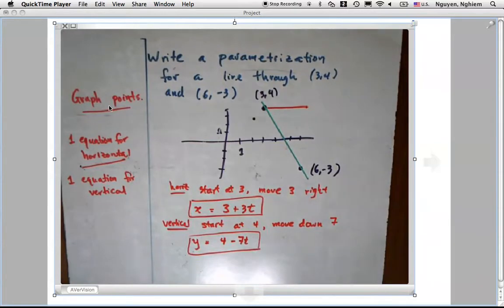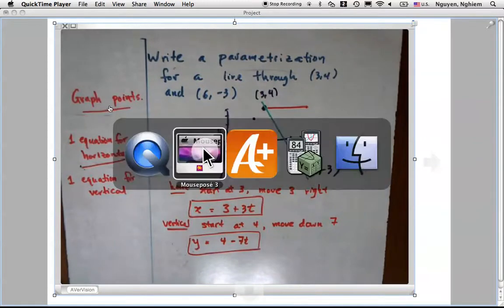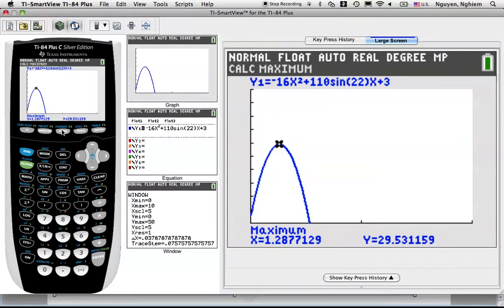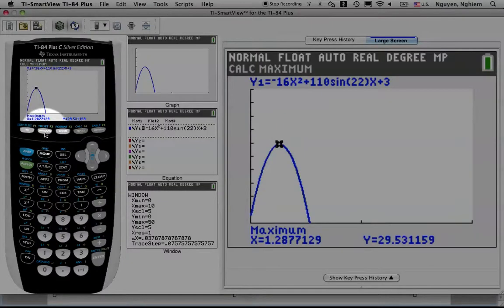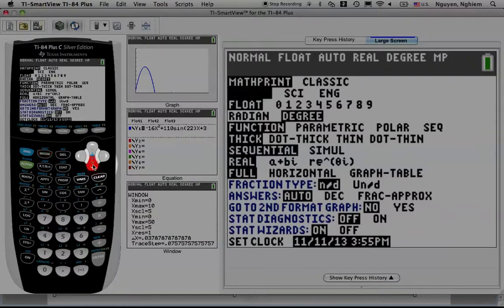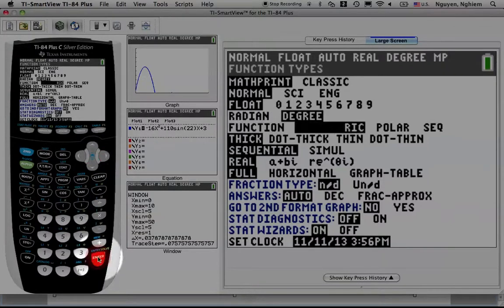And so, just to get some practice into graphing this, let's try this on our TI-83, TI-84 graphing calculator. And the first thing that you want to do here is hit the mode button, and then go down to where it says function parametric. If you have the TI-83, it might say func par pol seq instead of writing out the word, so you just want it to be in parametric mode.